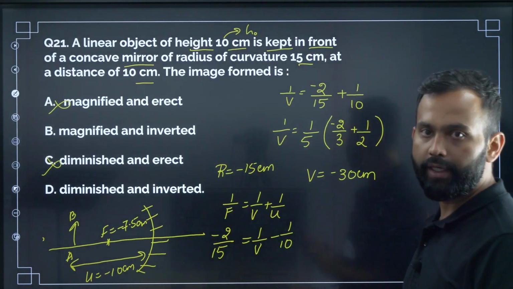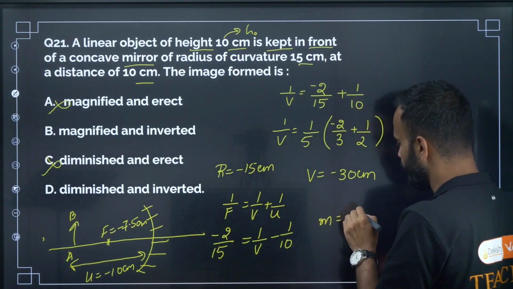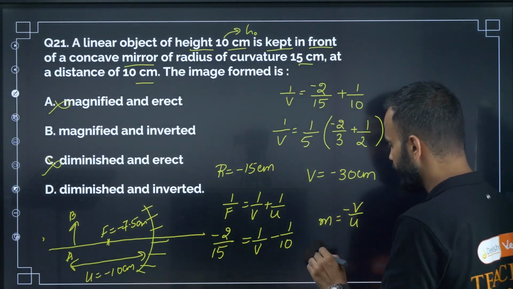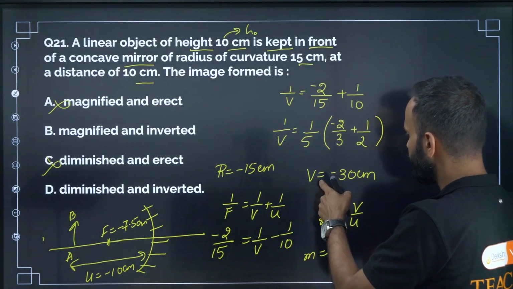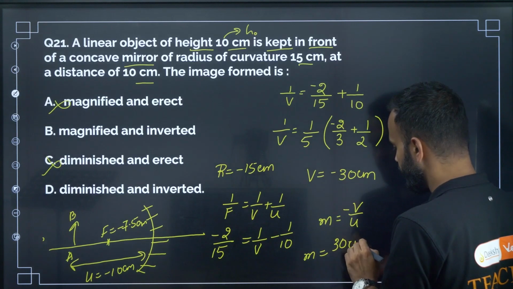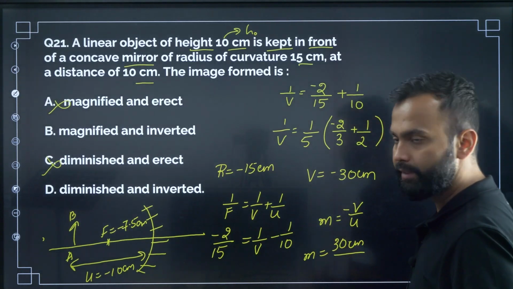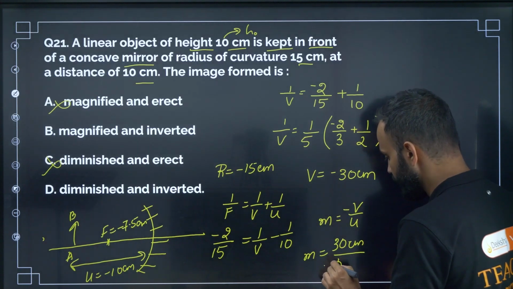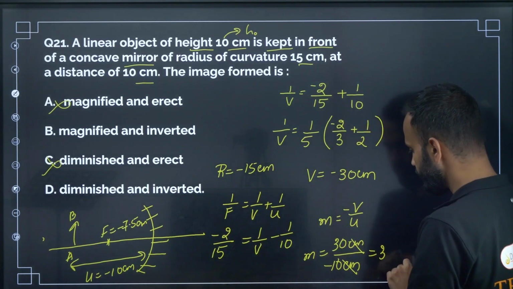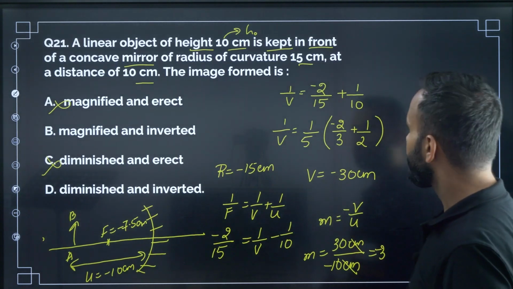Okay, we have the value of v, so we can easily find the magnification. The magnification m is equal to minus v divided by u. M is equal to minus v, that is minus of minus 30 centimeter, which is 30 centimeter, divided by u. What is the value of u? Here u is minus 10 centimeter. Centimeter will get cancelled, so this will be minus 3. Magnification is minus 3.